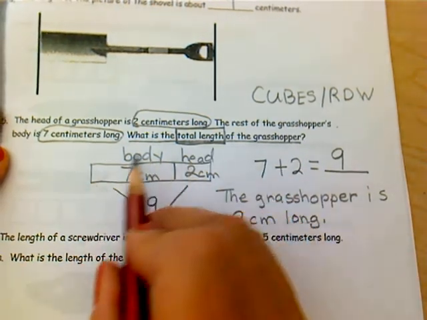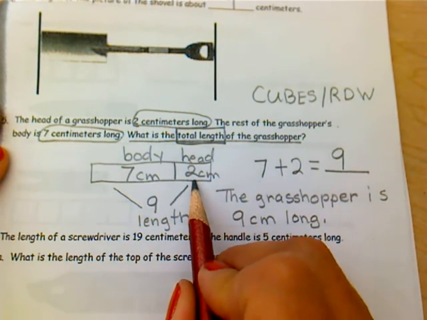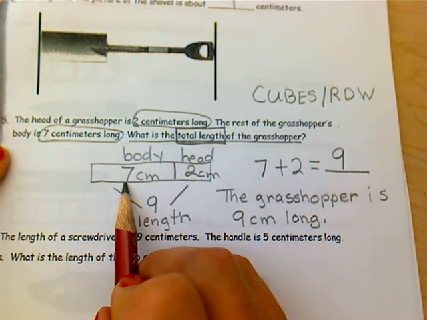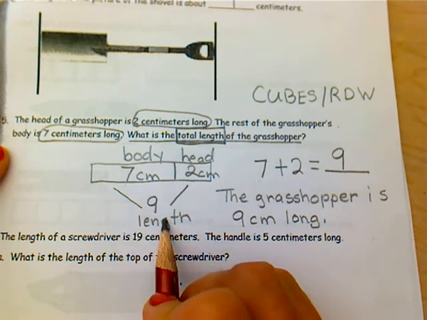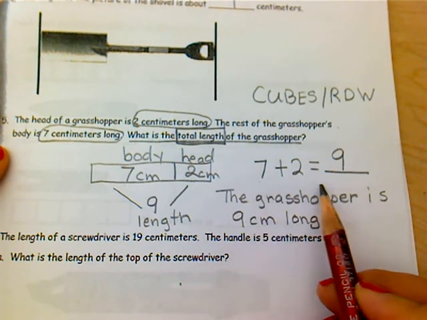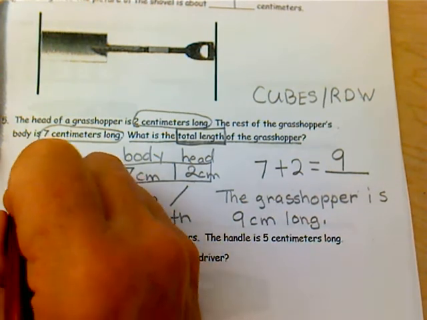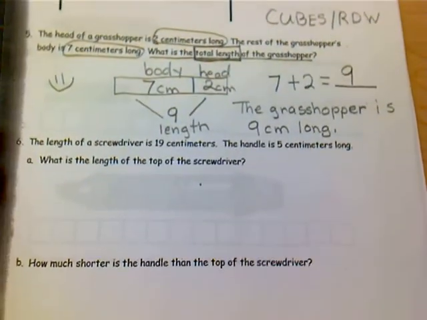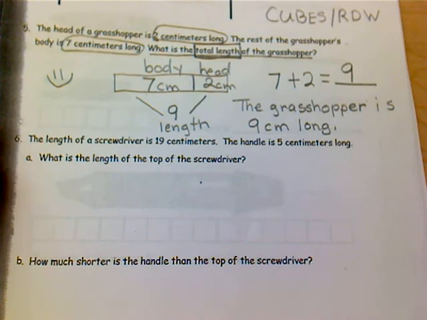What did I use in my number bond? Well, I knew that the head was 2 centimeters, the body was 7 centimeters, and that gave me a total of 9. How did I solve that? 7 plus 2 equals 9. There's a lot to do when you have a word problem to do. So let's take a look at number 6.